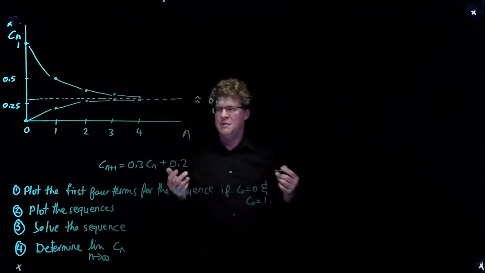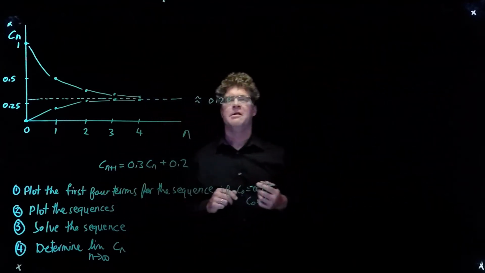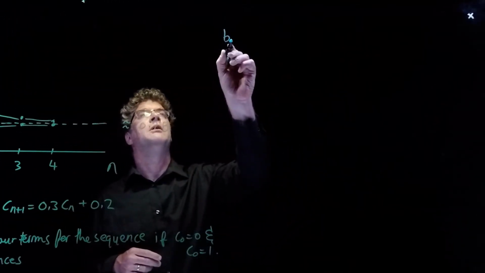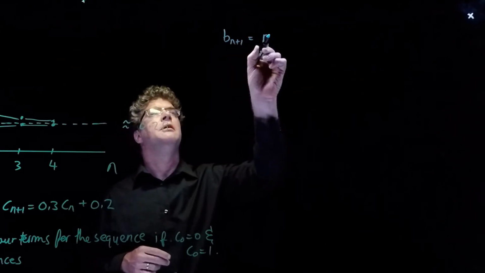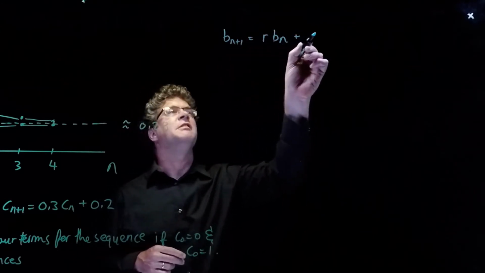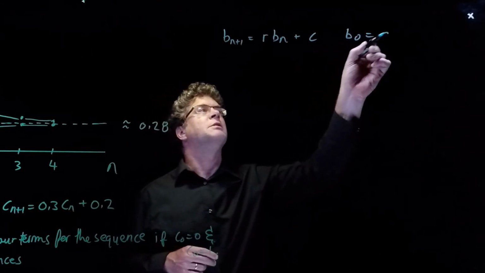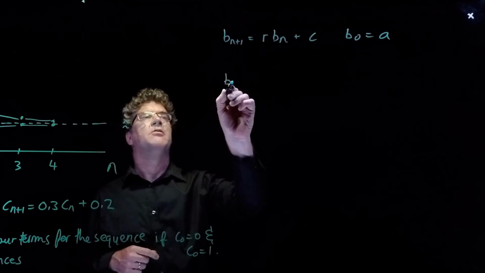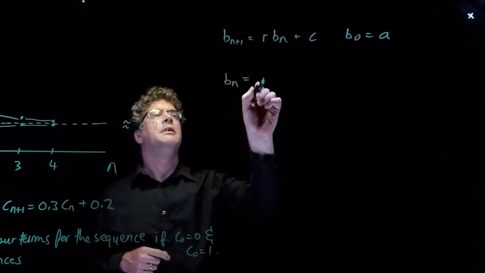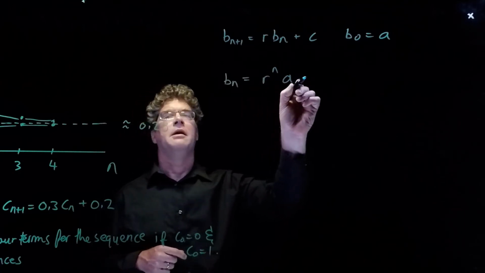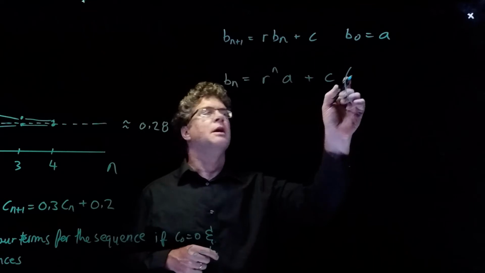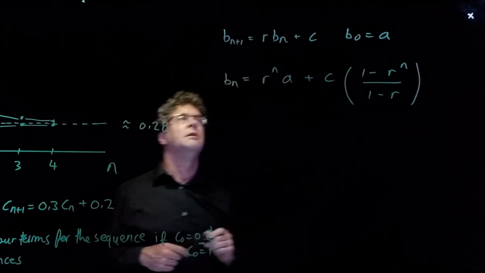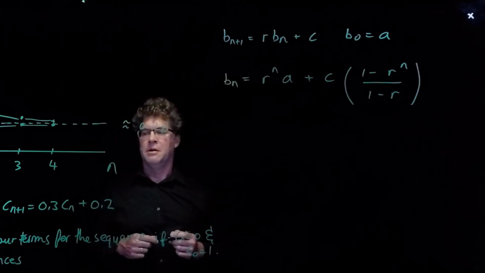The next thing we're asked to do is to solve the sequence. So let's think back. If we have a sequence of the following form, b_{n+1} = R b_n + C, with b_0 = A, then we know that the solution to this problem from a previous video is b_n = R^n A + C (1 - R^n)/(1 - R). And so we can use this result here.